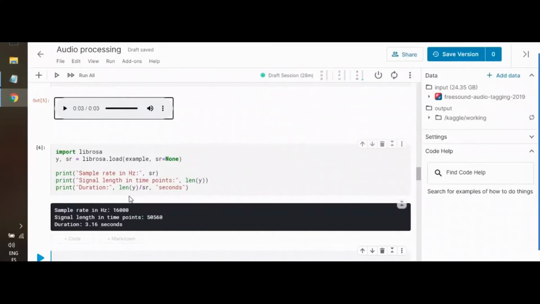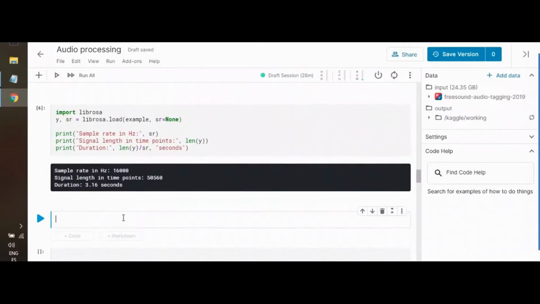Now, we can plot this signal to have an idea of the shape of the audio wave. And for that, we are going to import display from Librosa. We are going to create a figure. And we are defining its size.